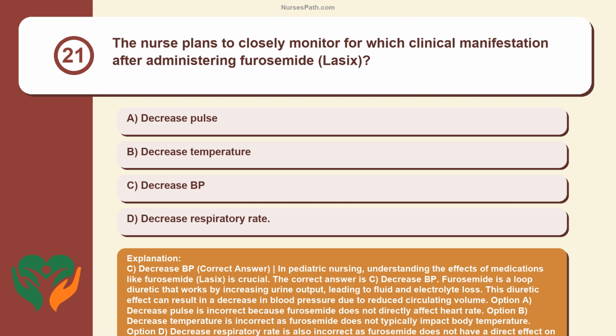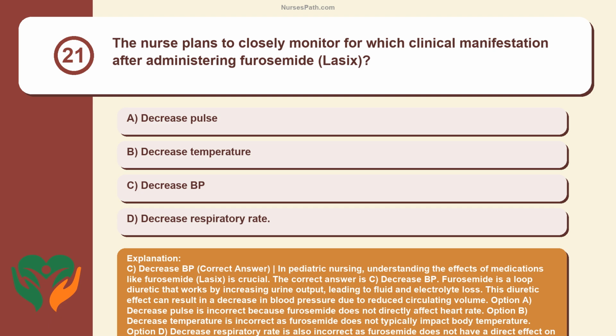In pediatric nursing, understanding the effects of medications like furosemide, Lasix, is crucial. The correct answer is C. Decreased BP. Furosemide is a loop diuretic that works by increasing urine output, leading to fluid and electrolyte loss. This diuretic effect can result in a decrease in blood pressure due to reduced circulating volume.